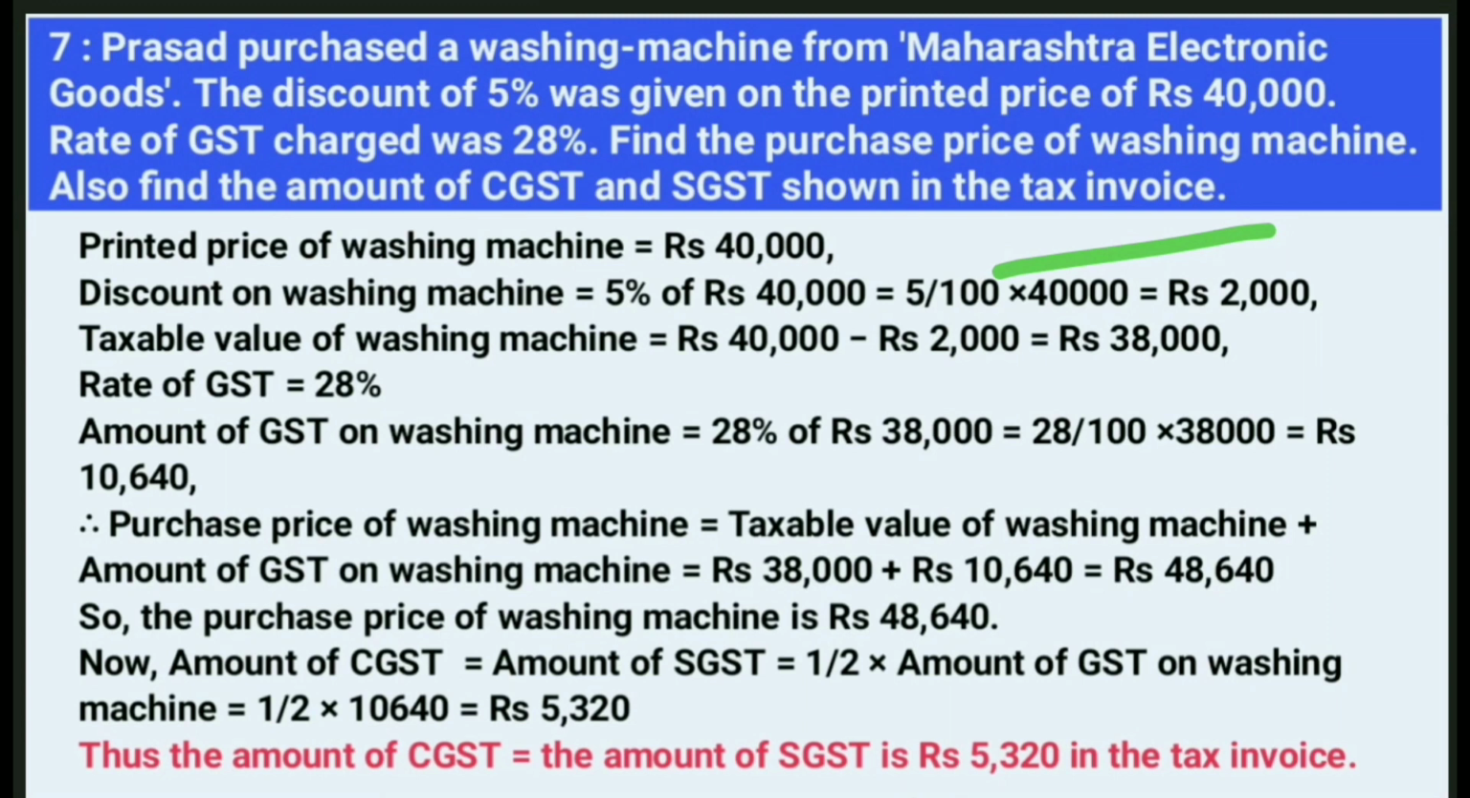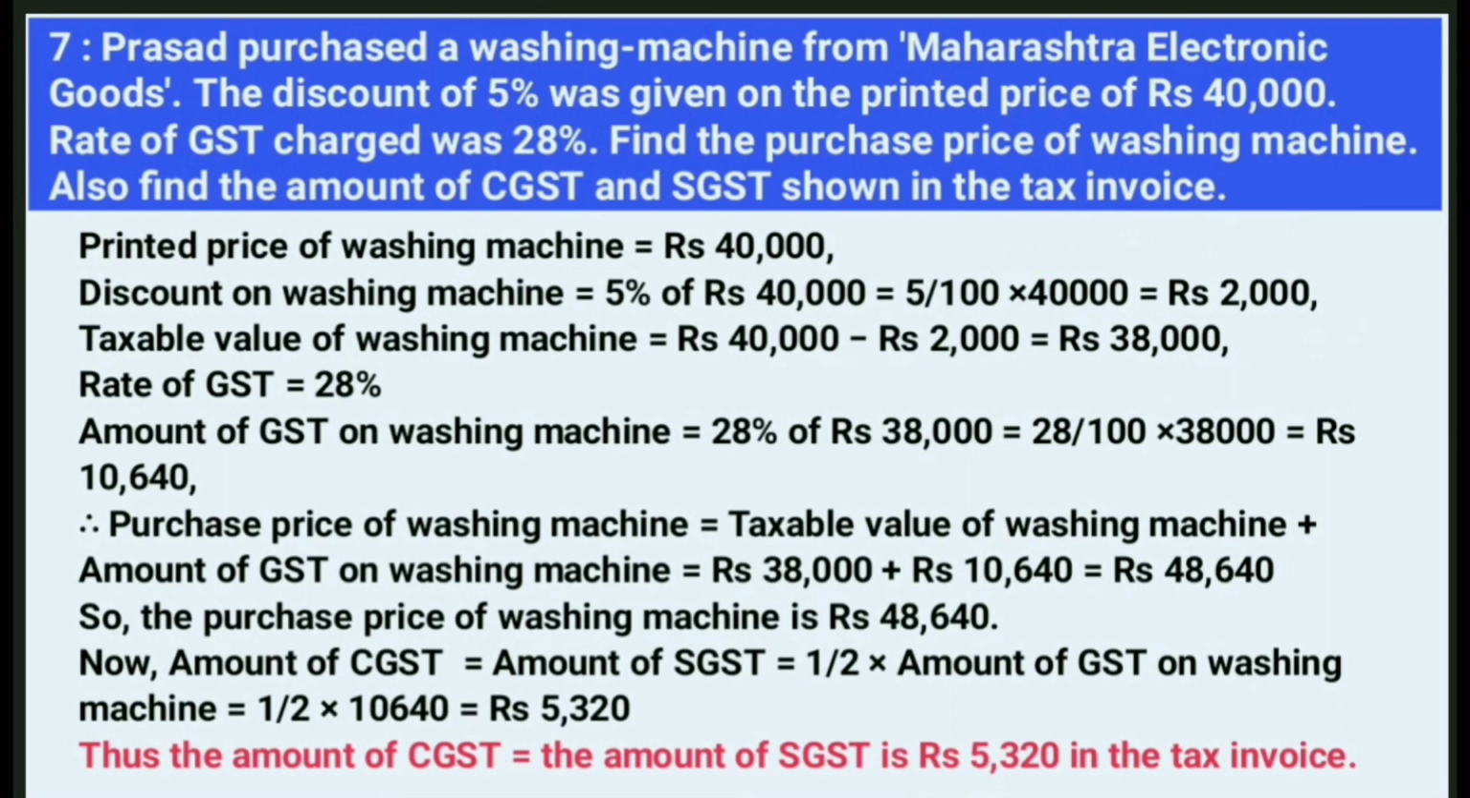Solution. Now the printed price of washing machine is 40,000, that is given. Discount on washing machine is equal to 5% of rupees 40,000, that equals to 5 upon 100 into 40,000, that equals to 2,000. Taxable value of washing machine is equal to 40,000 minus 2,000, that equals to 38,000.